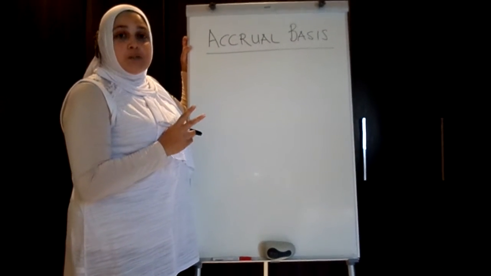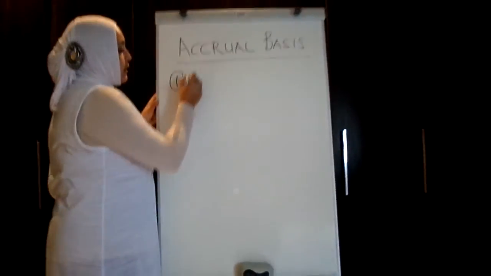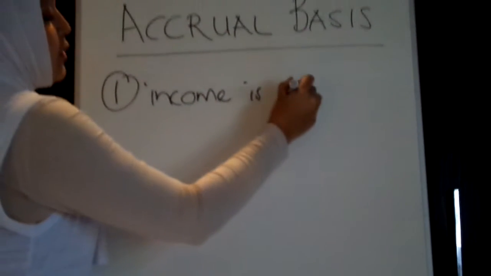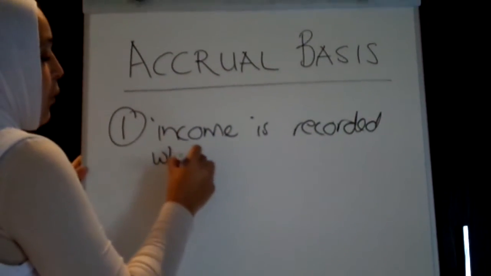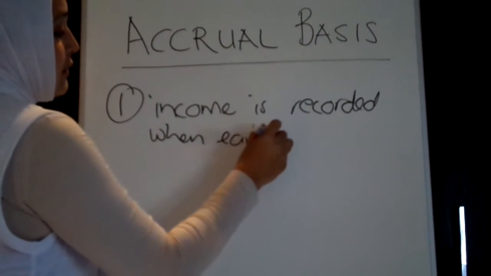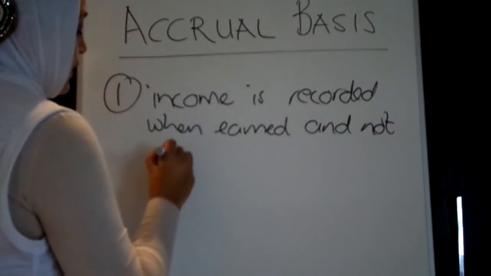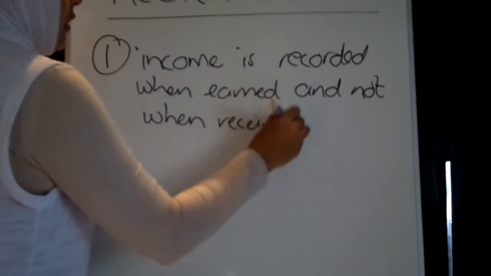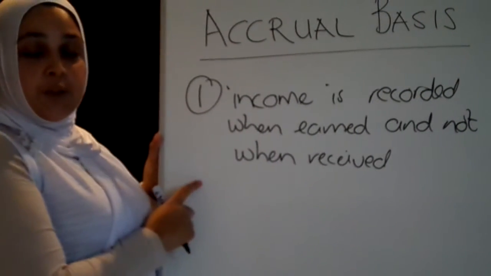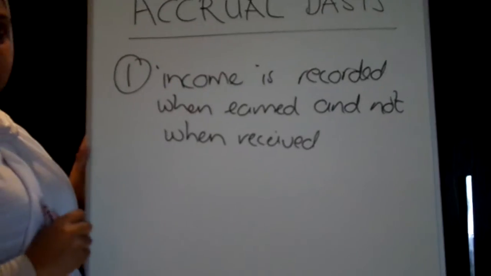There are two parts which you need to remember. Okay, the first part is income is recorded when earned and not when received. Okay, so this is the first part of the accrual basis of accounting. Income is recorded when earned and not when received.